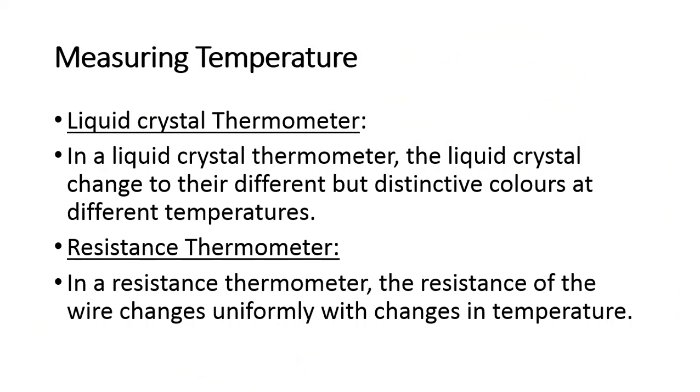Now look at the book: we have a liquid crystal thermometer. In a liquid crystal thermometer, the liquid crystals change to different but distinctive colors at different temperatures. Another is the resistance thermometer. In a resistance thermometer, the resistance of the wire changes uniformly with changes in temperature.